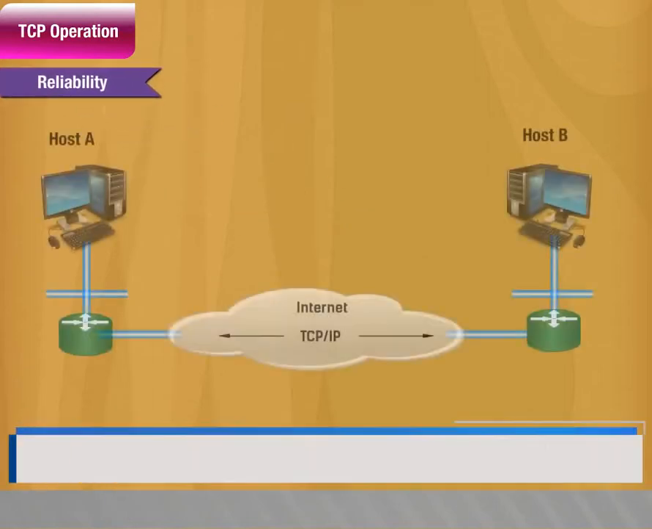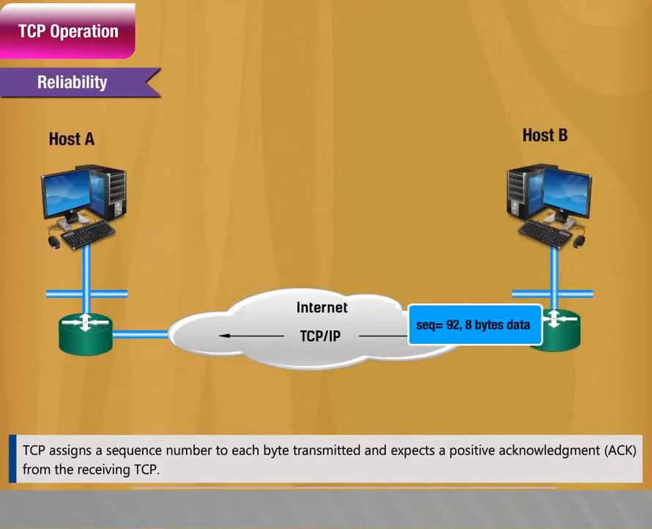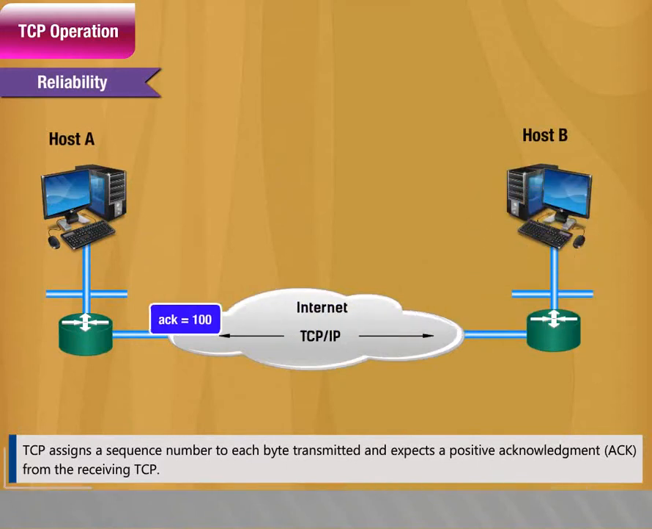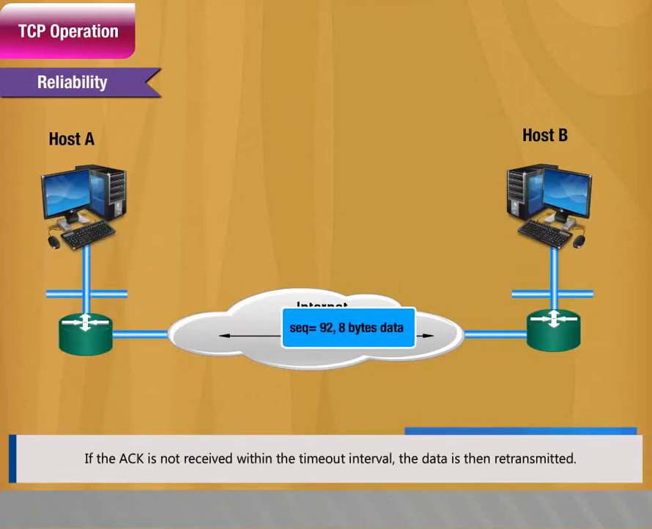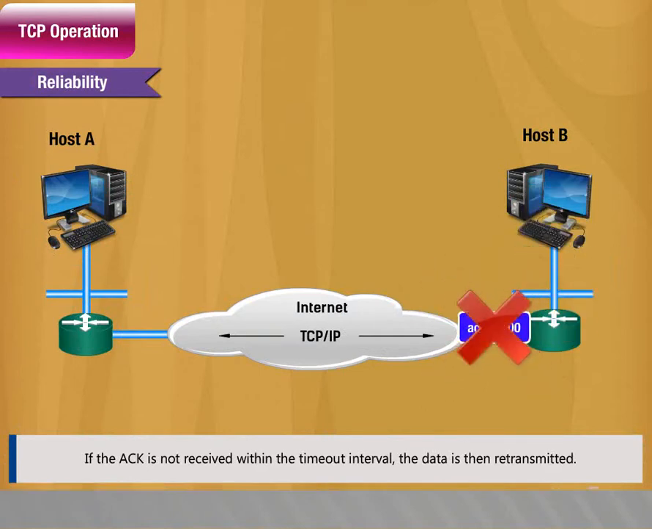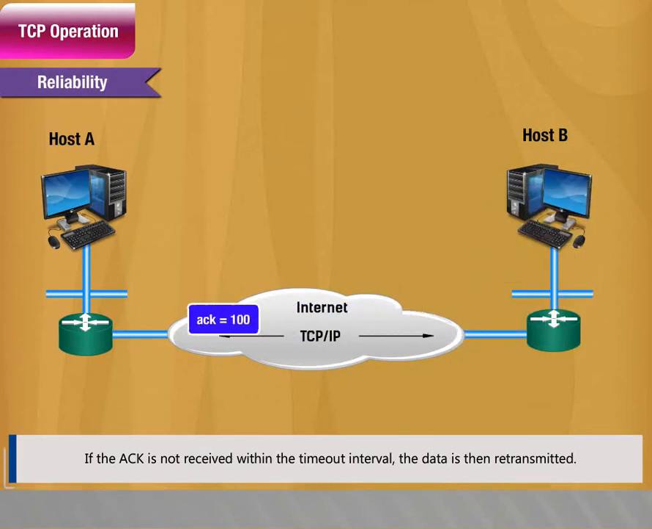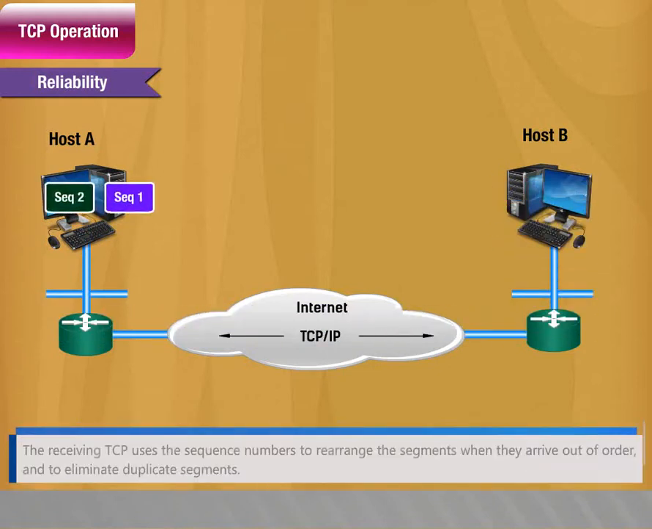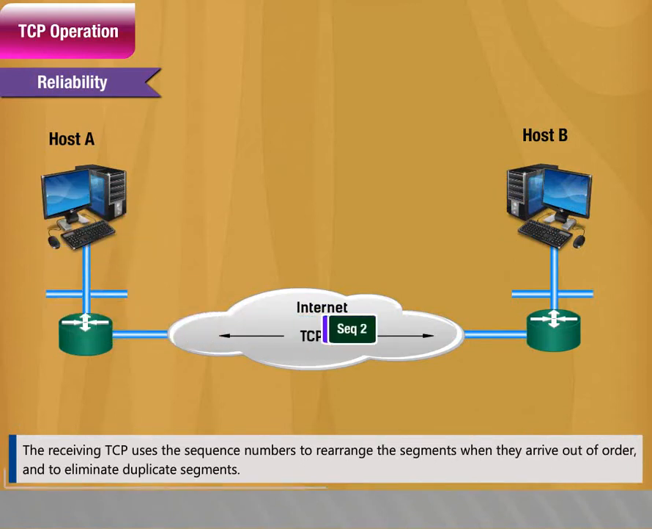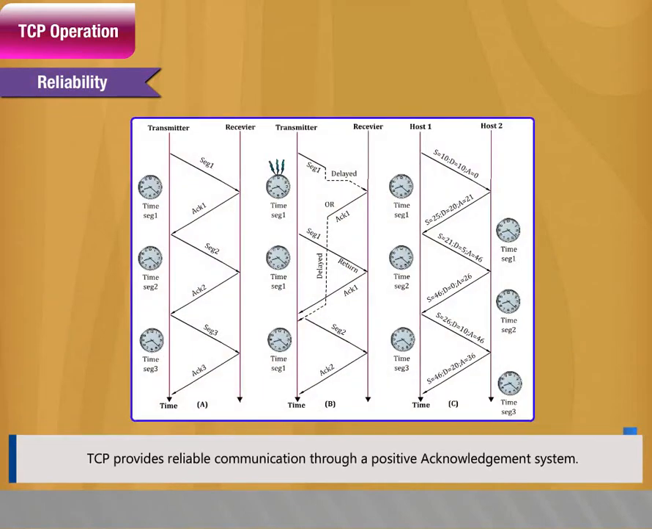Reliability. TCP assigns a sequence number to each byte transmitted and expects a positive acknowledgement, ACK, from the receiving TCP. If the ACK is not received within the timeout interval, the data is then retransmitted. The receiving TCP uses the sequence numbers to rearrange the segments when they arrive out of order and to eliminate duplicate segments. TCP provides reliable communication through a positive acknowledgement system.